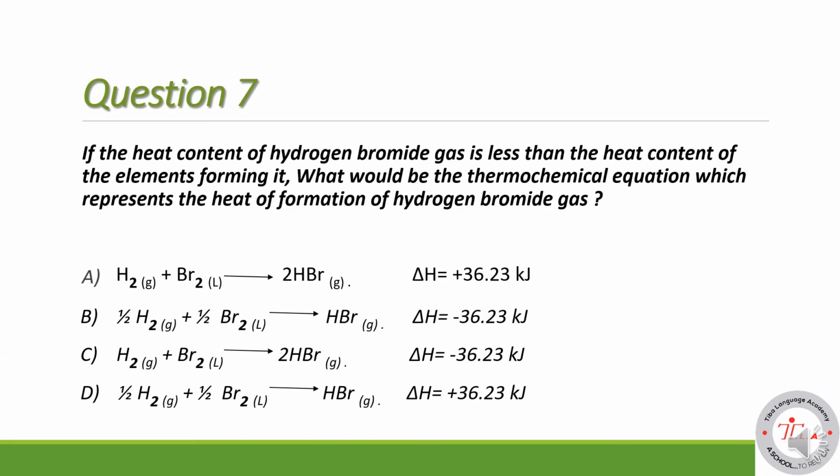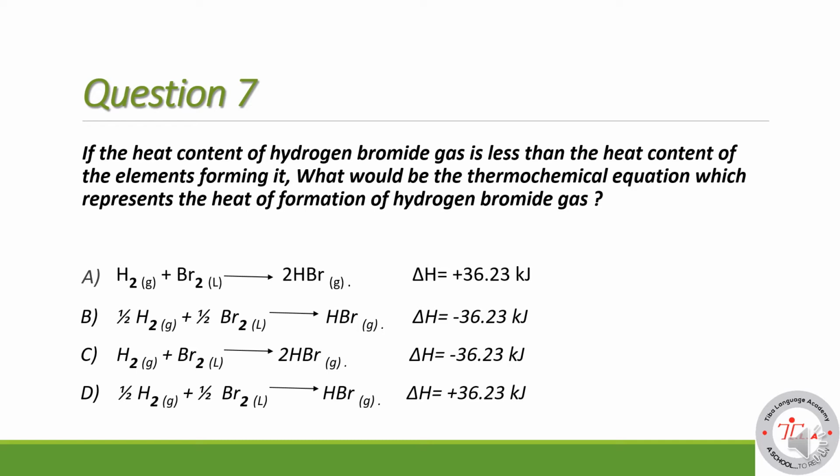Question 7. If the heat content of hydrogen bromide gas, HBr, is less than the heat content of the element forming it, this sentence means that the heat content of the product is less than that of the reactant. What would be the thermochemical equation which represents the heat of formation of hydrogen bromide gas? The first one, the second, the third, or the fourth one?